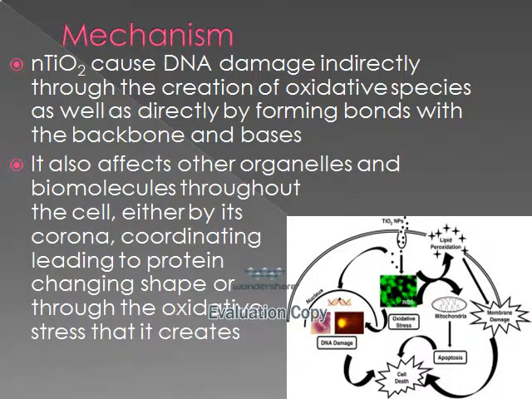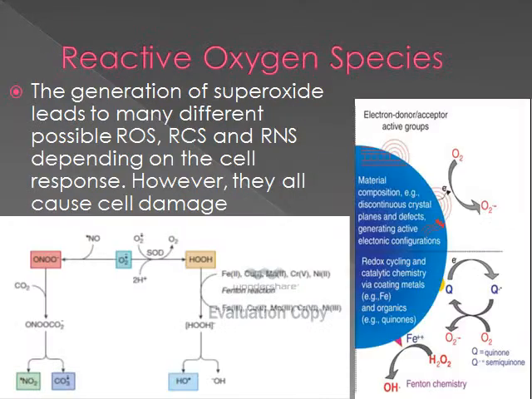Titanium dioxide can cause DNA damage indirectly through the creation of oxidative species, such as the hydroxyl radical, but it can also directly affect the DNA by forming bonds with the backbone and between the bases. It can also affect other organelles and biomolecules throughout the cell, either by attracting into its corona, coordinating to the protein leading to a change in shape, or through the oxidative stress that it creates.